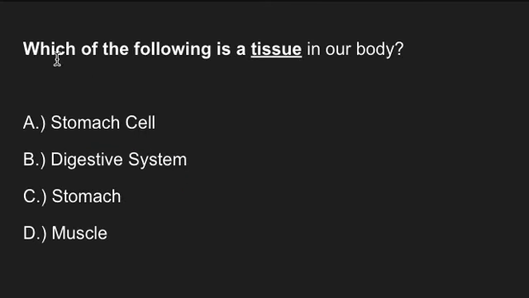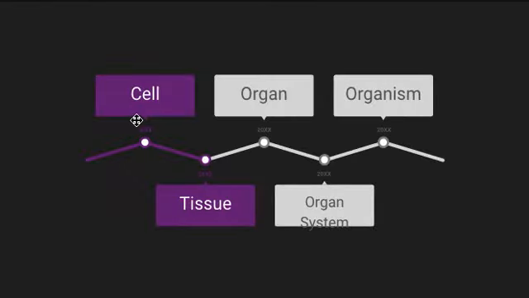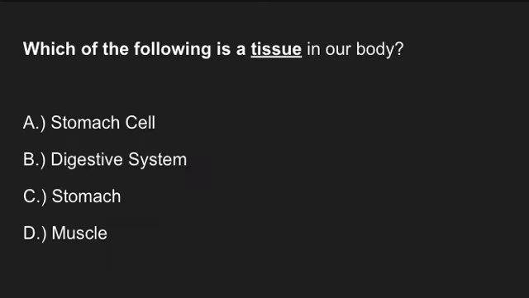Our question says, which of the following is a tissue in our body? A tissue means the second smallest level of organization. It's the one just bigger than the cell. So we're trying to figure out which of these answer options is a tissue. There are 2 that we can cross out right away. The first of those is A. We know A isn't the answer because it includes the word cell. So stomach cell is not a tissue.